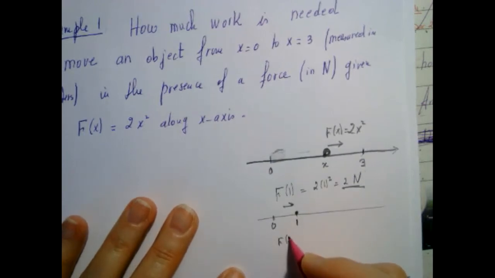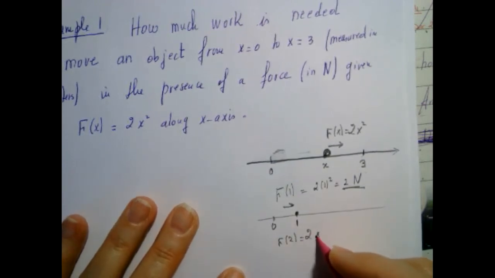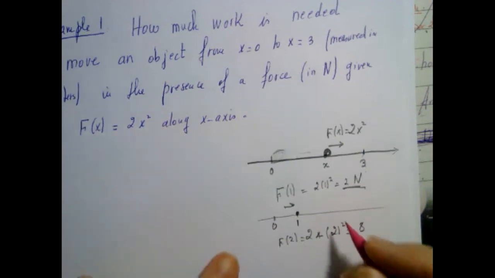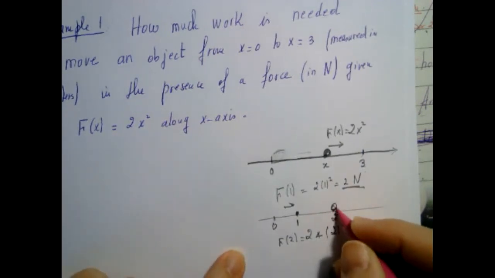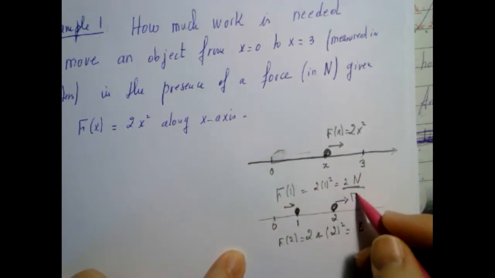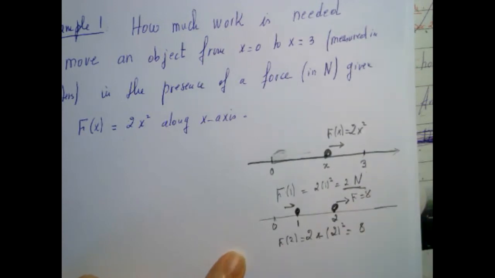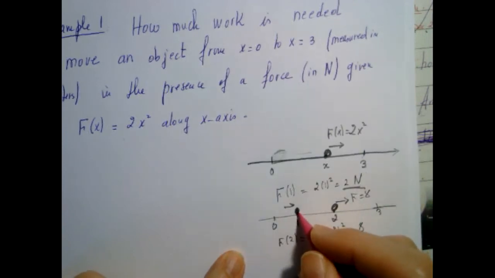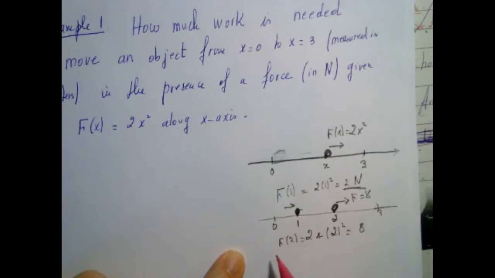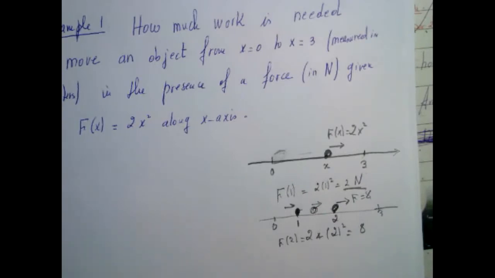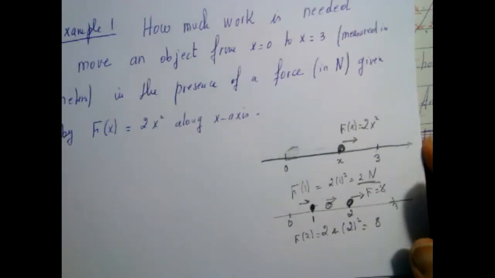So f of 2, so the force is increasing, is, according to the formula, 2 times the distance squared, which is 8. It means if the object is here, that's the same object, and you want to move it, the force you need is 8 Newton. That's really how we understand it, and we go on and so on. So here you need 2 Newton to move it. Here you need 8 Newton to move it. If you are halfway, you need somewhere between 2 and 8. So everywhere the object is, you need a different force to keep moving. And the question, what is the work?